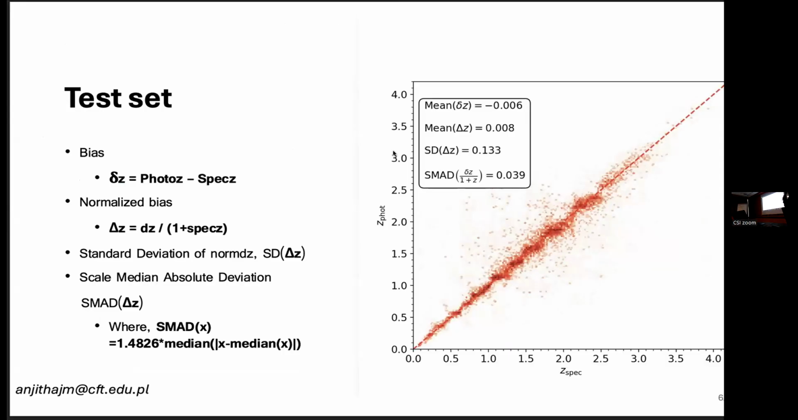In this slide, I'm showing the test results. To assess the model performance, we used standard metrics. Mainly the bias, which is the average offset between photo-z and spec-z. Then the normalized bias, which is a scaling of the bias. Then to account for the scatter, we used the standard deviation and sigma-MAD values. The overall statistics show better performance of our model compared to the state-of-the-art quasar photo-z techniques.